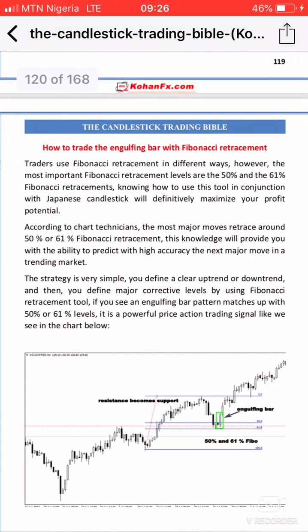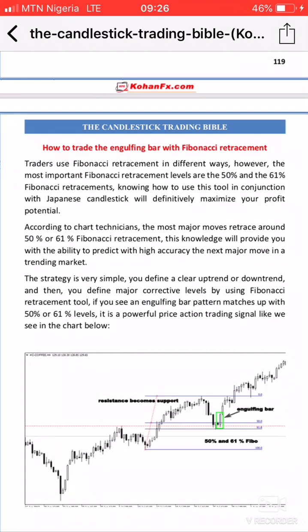How to trade the engulfing bar with Fibonacci retracement. Traders use Fibonacci retracement in different ways. However, the most important Fibonacci retracement levels are the 50 and 61 Fibonacci retracements. Knowing how to use these two in conjunction with Japanese candlesticks will definitely maximize your profit potential.